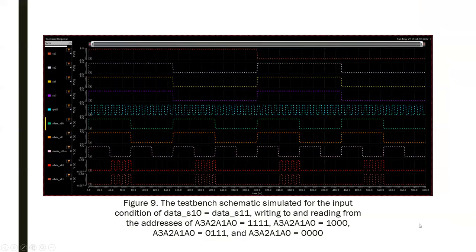Now in this figure, we can first of all see the test bench schematic simulated for the input condition of data S10 and data S11 being equal to each other, writing to and reading from the given addresses of 1111, 100, 00111, and 000. And here, as we can see, in accordance with the clock cycles, we can read the data that we write to the given address bits as long as we are staying in the same address bits.